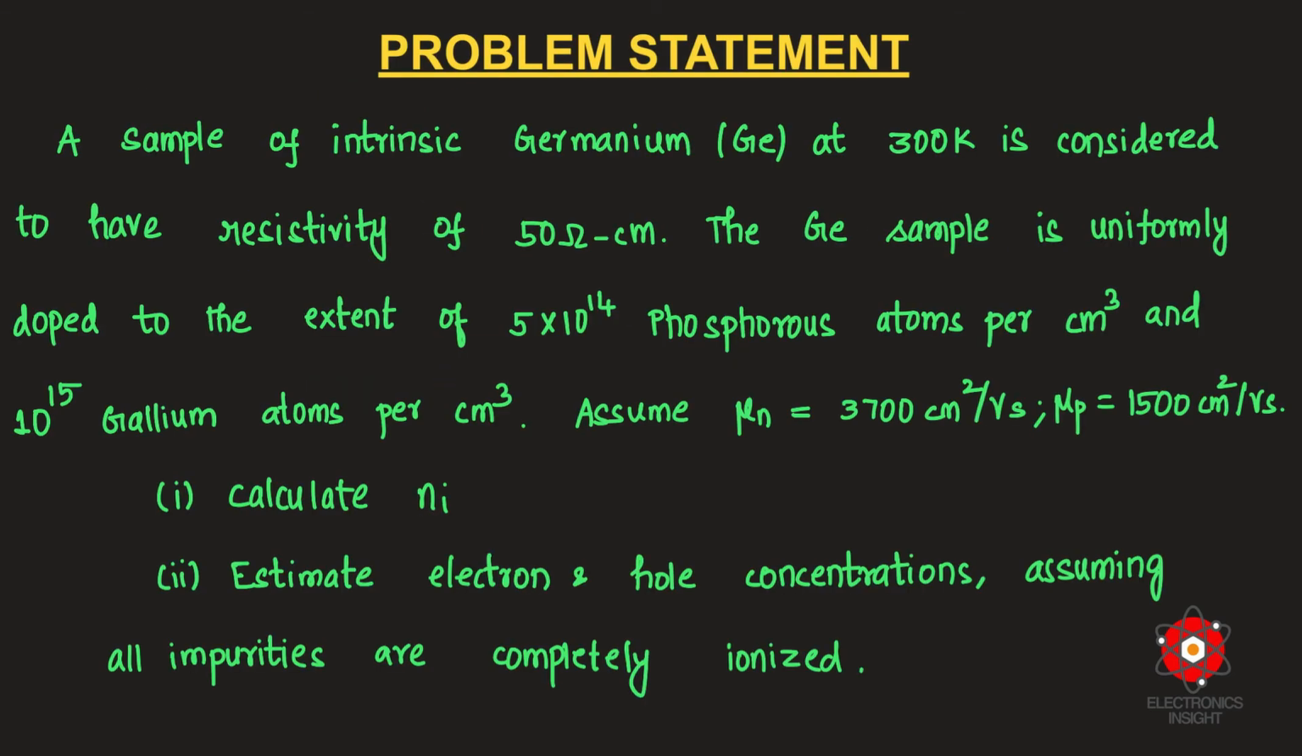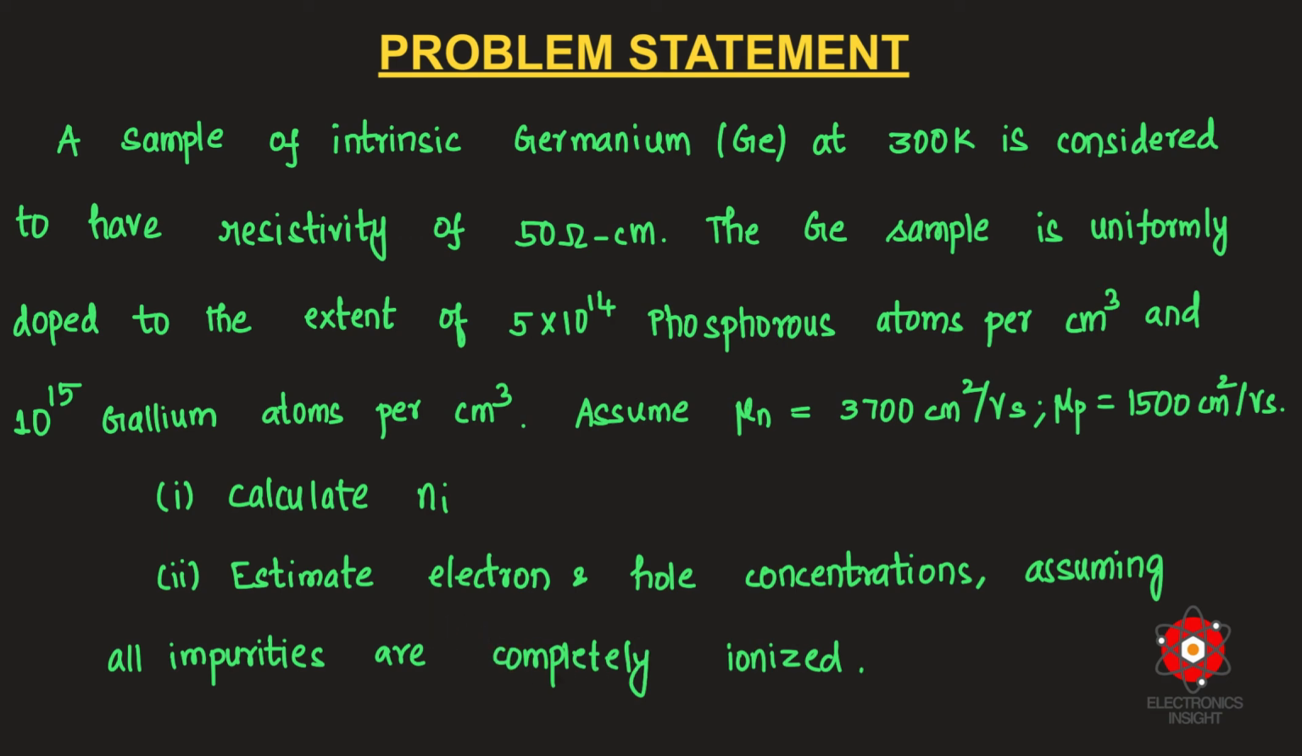So the last problem that we are going to solve in this particular video is about a sample of intrinsic germanium at 300 Kelvin, which is considered to have a resistivity of 50 ohm centimeter. The germanium sample is uniformly doped to the extent of 5 into 10 to the power 14 phosphorus atoms per centimeter cube and 10 to the power 15 gallium atoms per centimeter cube. So assume that the mobility of electrons and the mobility of holes are given, and we need to estimate what is the intrinsic carrier concentration, electron concentration, hole concentration, assuming all the impurities are completely ionized.